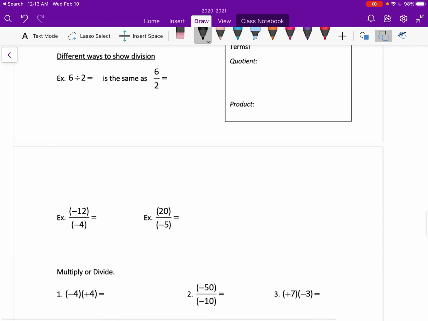Same thing applies for division. In this class, we're going to be largely using this way of writing division. We won't actually be doing this anymore. That is a grade 8 thing. We're just going to write stuff as over. But 6 divided by 2 is 3. 6 divided by 2 is also 3.